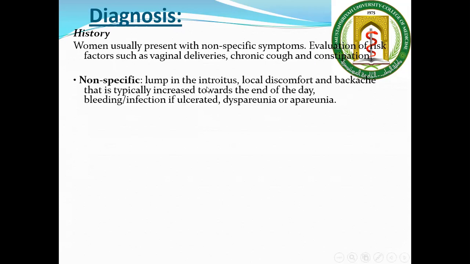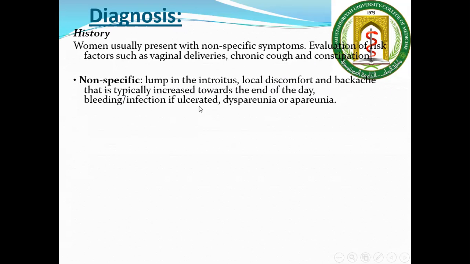Non-specific symptoms: lump in the introitus, local discomfort, and backache typically increase towards the end of the day. The patient sits in the morning and says she has no problem. Then, as she works and moves around, she will develop local discomfort and the lump in the introitus will increase in size. This is typical of a prolapse.